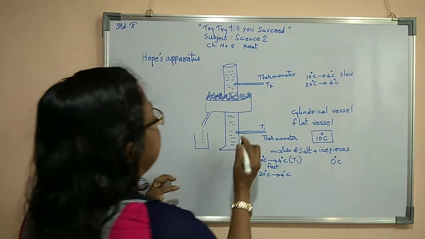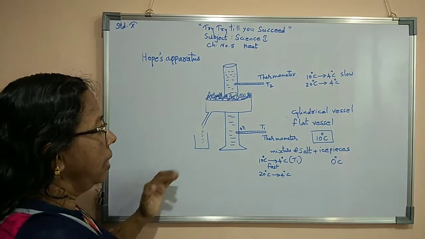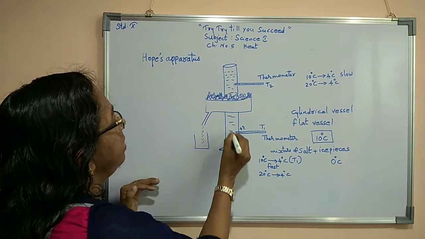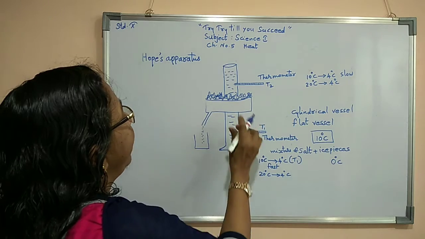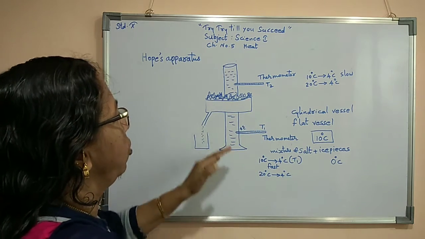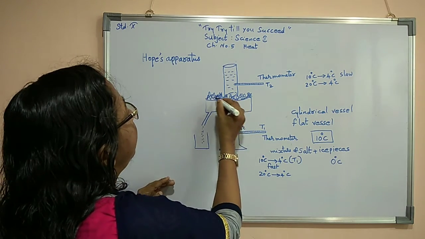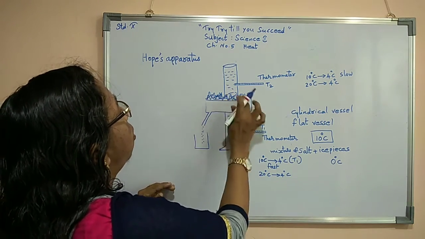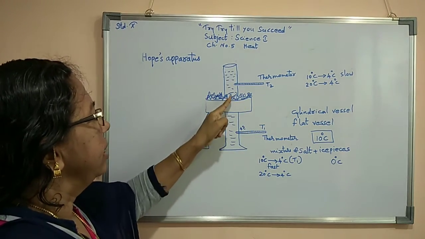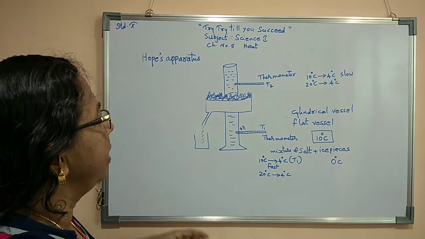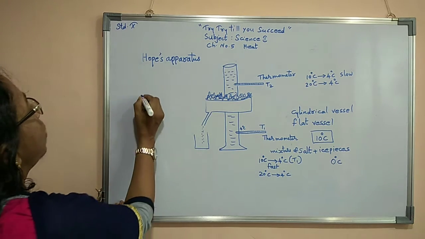Once the temperature reaches 4 degrees Celsius, one more important thing is there: why does the temperature of the lower thermometer decrease fast? The answer is that we are keeping this cold mixture at the central part of the cylindrical vessel, and the water in this region is getting cooled.